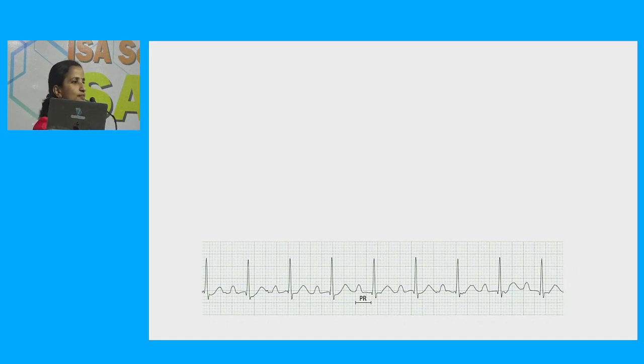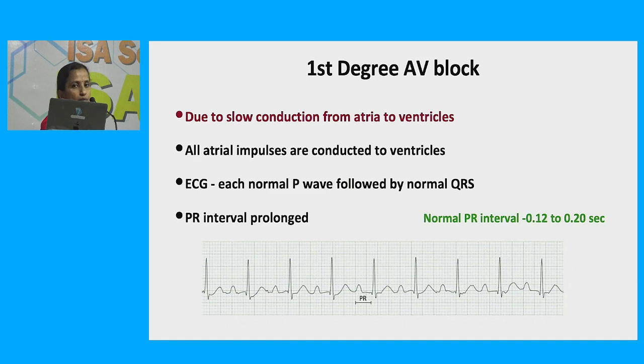Similar to the previous, in this ECG the heart rate is around 80 beats per minute. Morphology of P, QRS and T are normal. Each P wave is followed by a normal QRS, but the PR interval is prolonged. Normal PR interval is 0.12 to 0.2 seconds. So here the wave morphology is all normal except the PR interval is prolonged. So what could be the diagnosis? Type 1, first degree heart block.